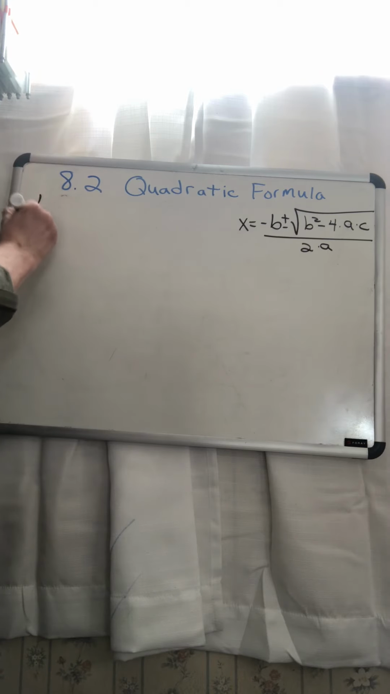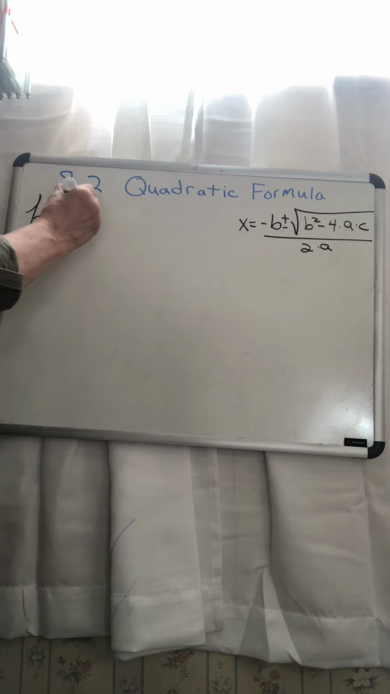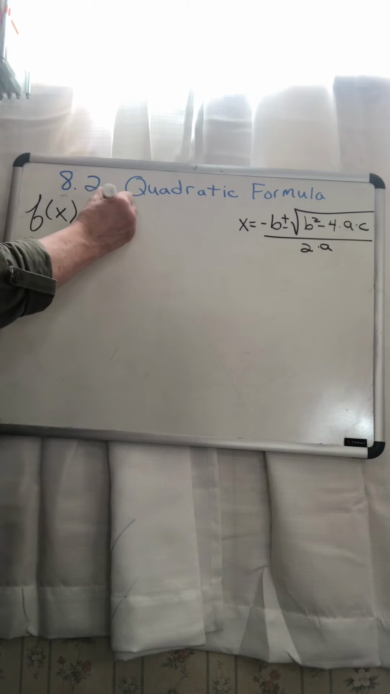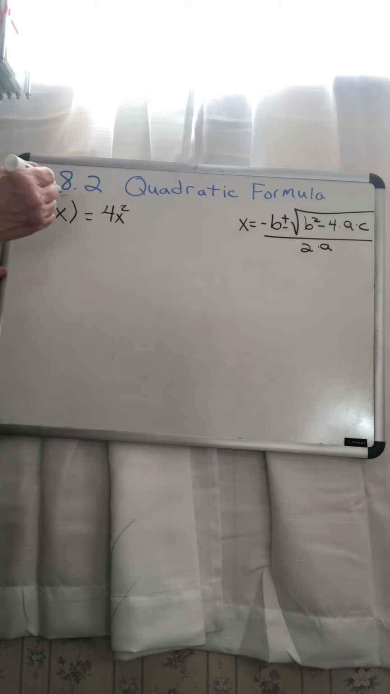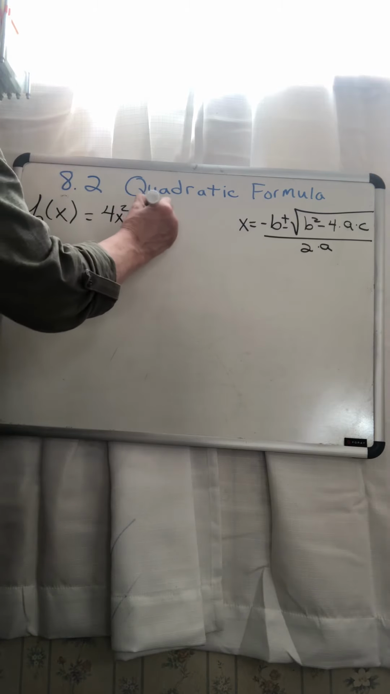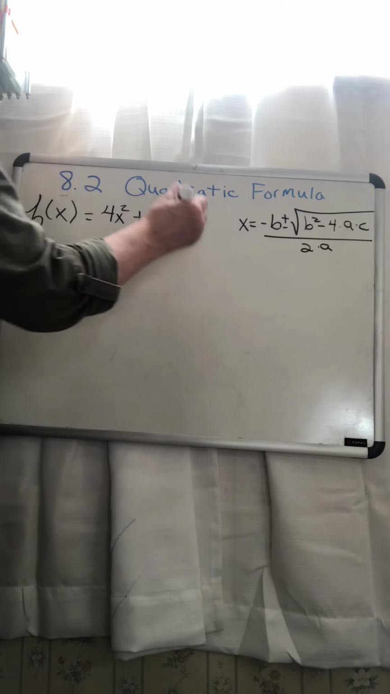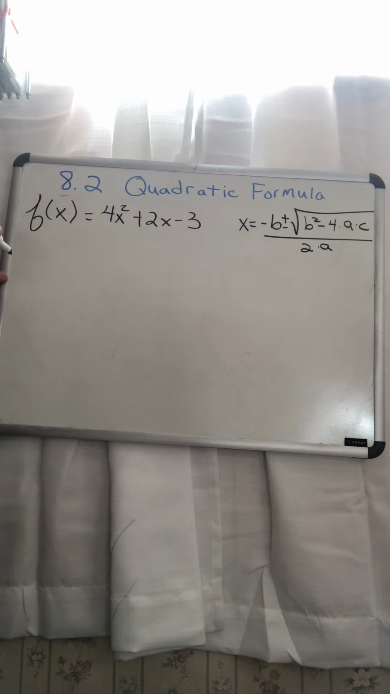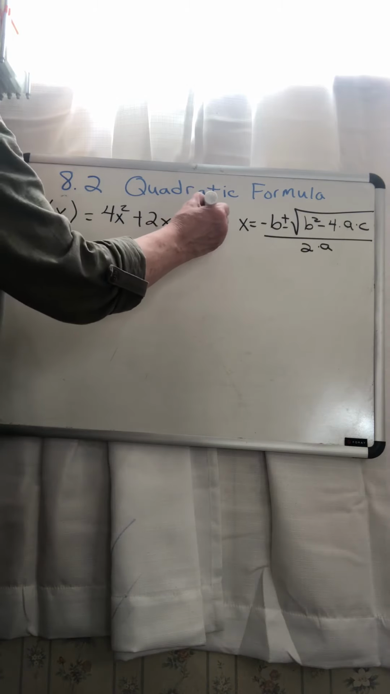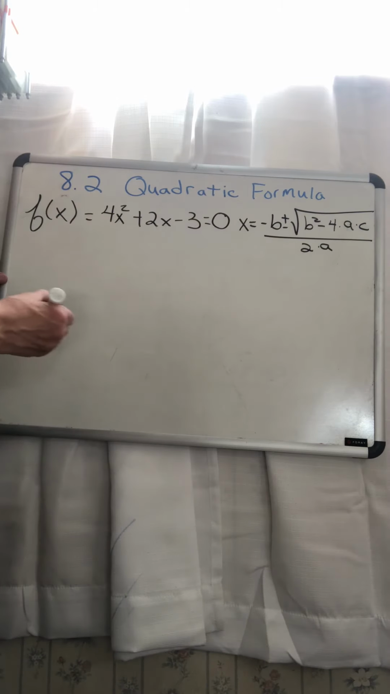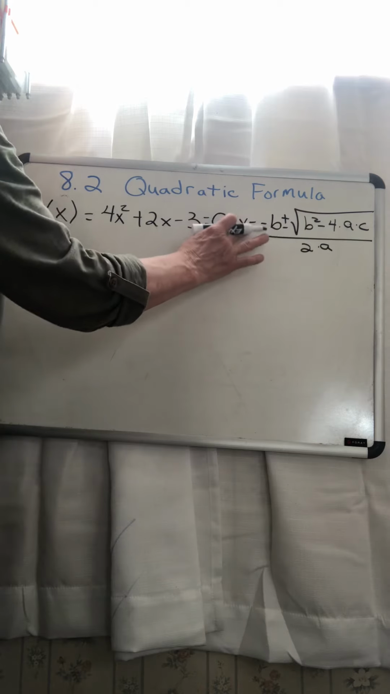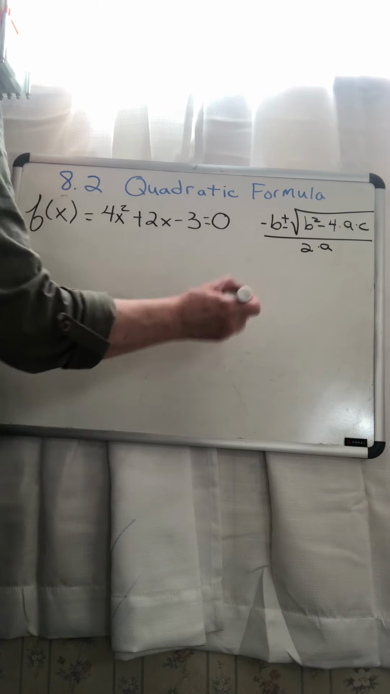It's saying f of x is equal to 4x squared plus 2x minus 3. And we're looking for all x's for which f of x is equal to 0. So we'll put equals 0 there. Okay, it's kind of close up.